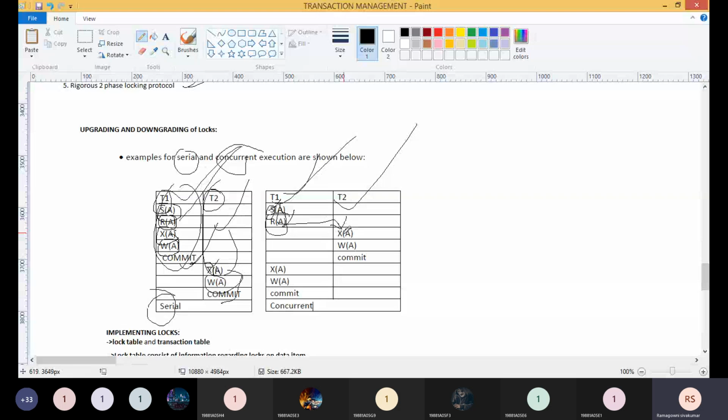First one is the lock table and second is the transaction table. The lock table consists of information regarding the locks on the data item: the number of transactions holding the lock, the nature of the lock, and a pointer to the number of lock requests in the queue on the given object. And the transaction table contains the list of transactions and the corresponding locks assigned. This is the information these two tables contain.